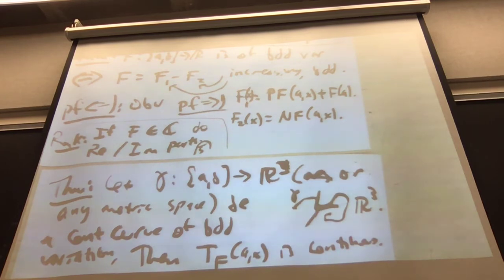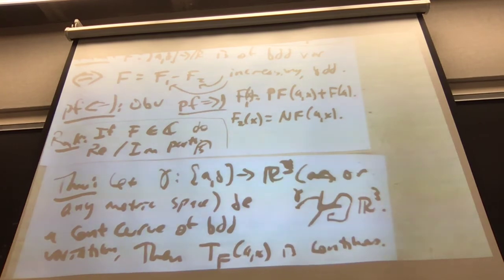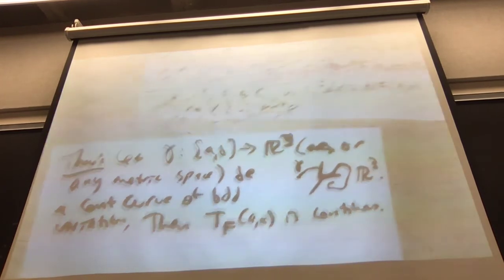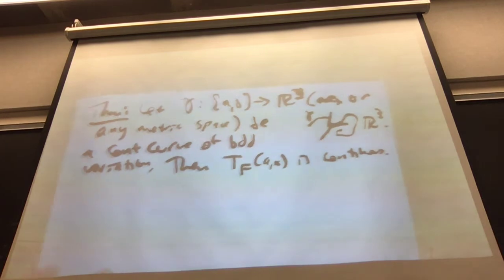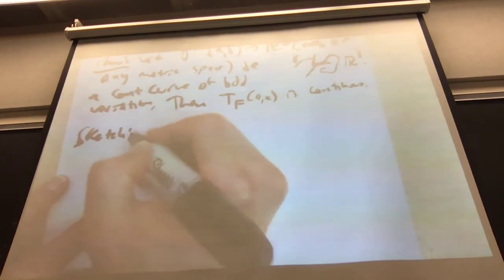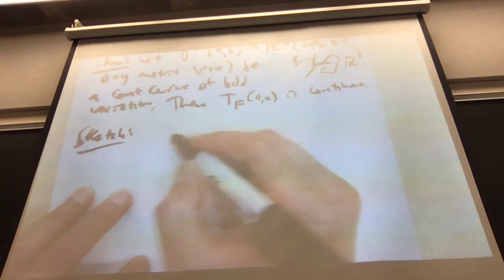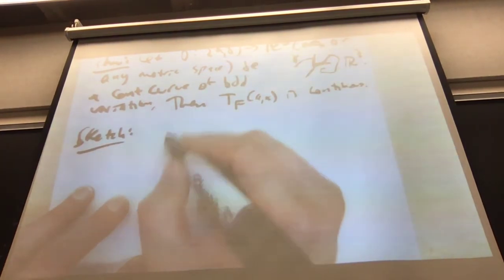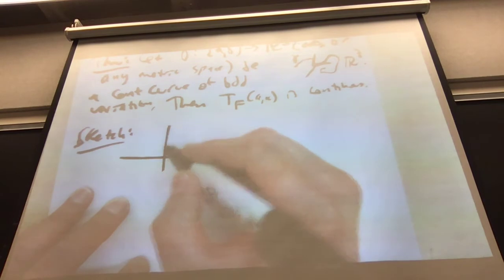Okay, so the total variation function can't jump very much. All right, let's prove the left continuity. Let me give you a sketch, because it's kind of clear what to do. Let me revert back to R2, or better yet, R1.